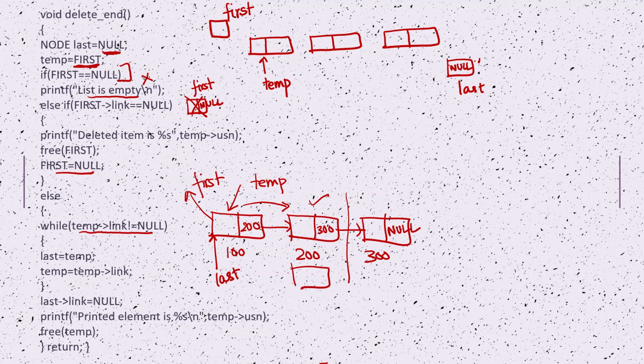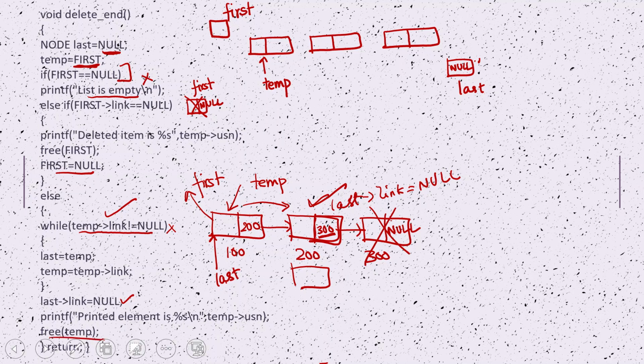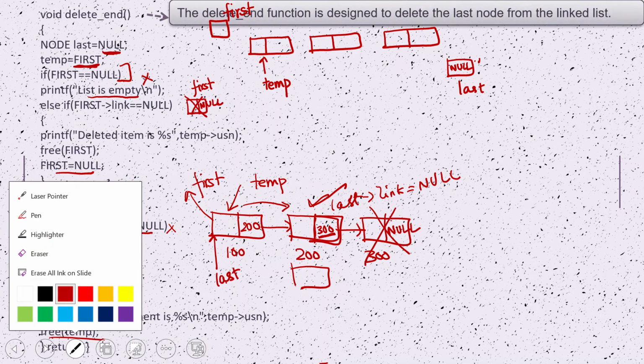Okay. Once it reaches this, once it crosses this, that means once it is reaching here, whatever is to the next of it, that will get null. See, we will stop here. Okay. Because of this condition, we will stop here. Then what we will do is, this last is having some address, right? We will delete it off. We will make last of link as null. That means automatically this node will get deleted and we will free the temp. Okay. So that is how it works.